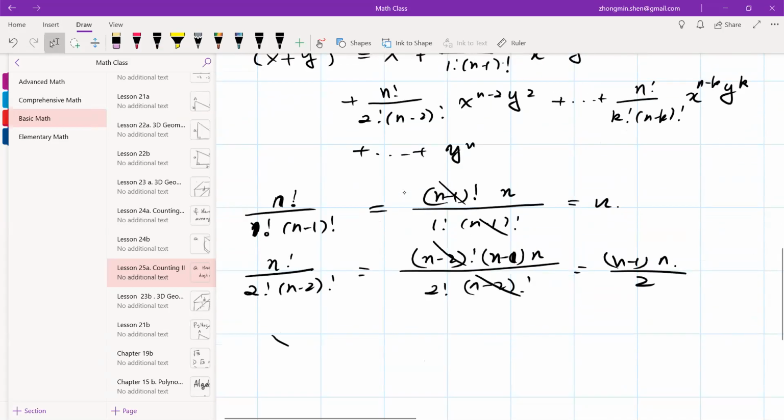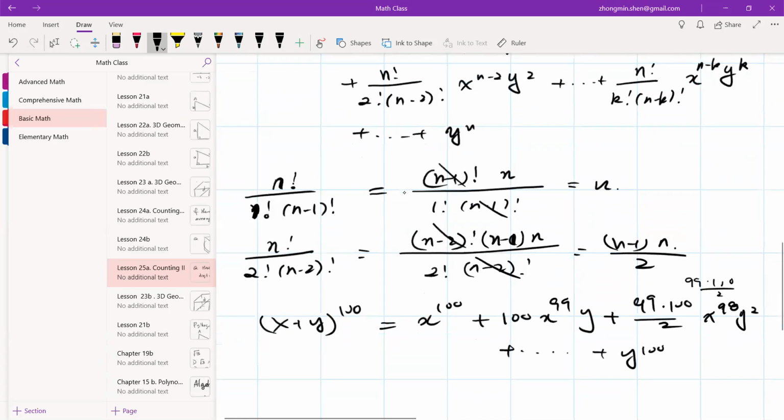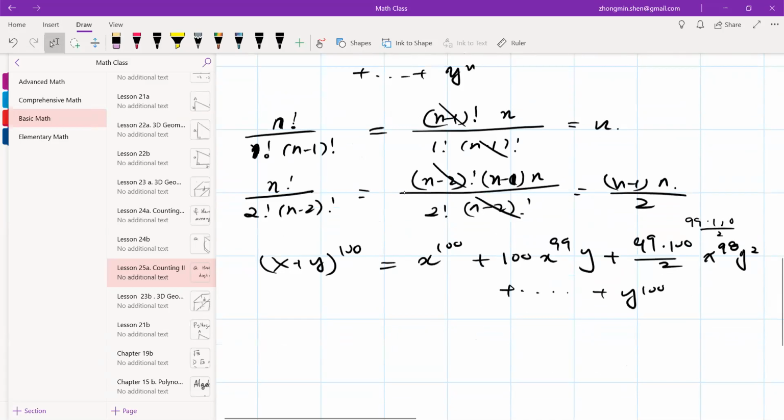So in other words, x plus y to the 100, you may get x to the 100, plus 100 x to the 99 y. Then the third one will be 99 times 100 divided by 2, times x to the 98 times y squared. And keep it going, the last one is y to the 100. We will use this formula later, but I'm not going to spend too much time on that. So let's move on to the next problem.